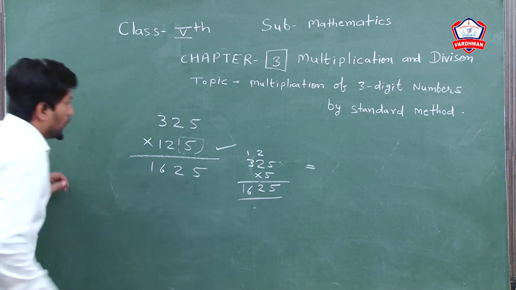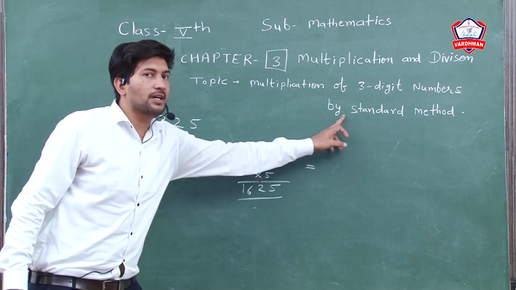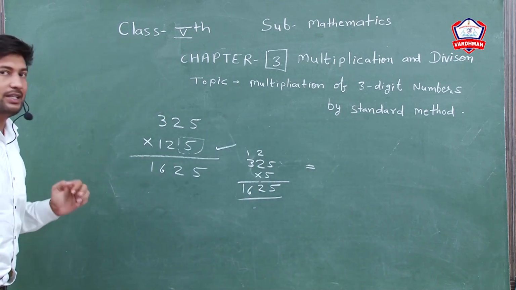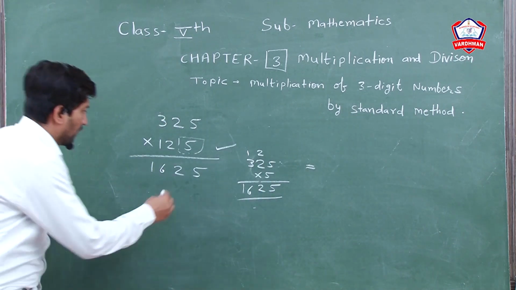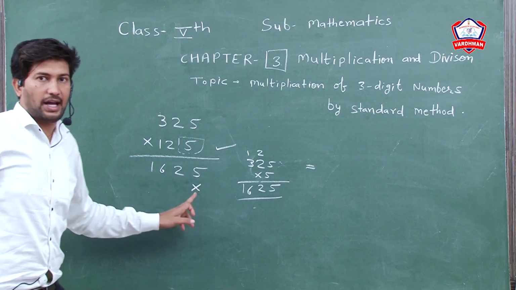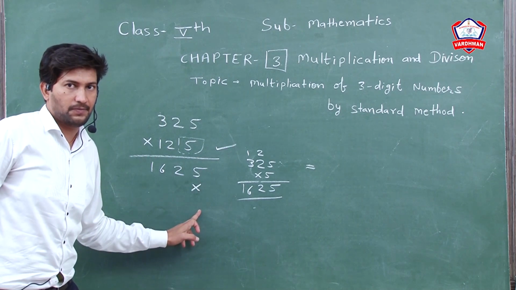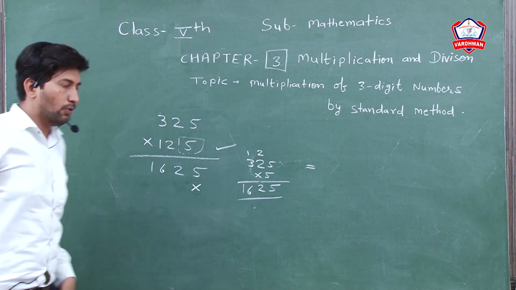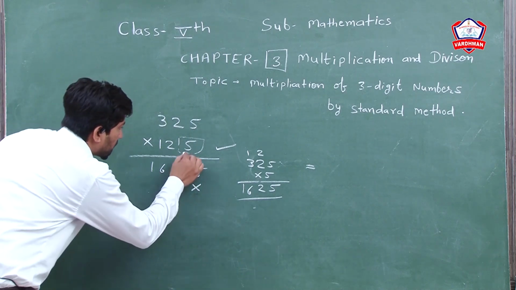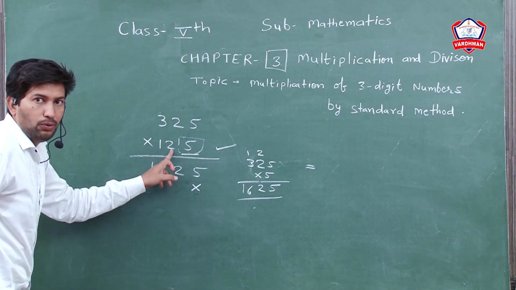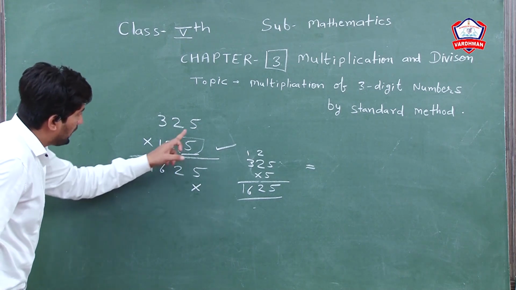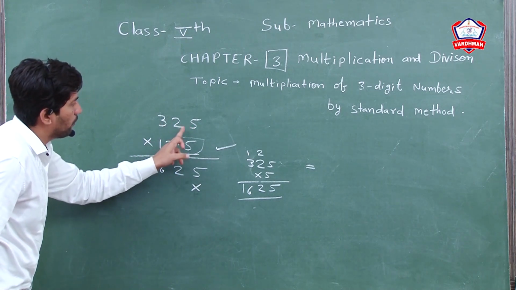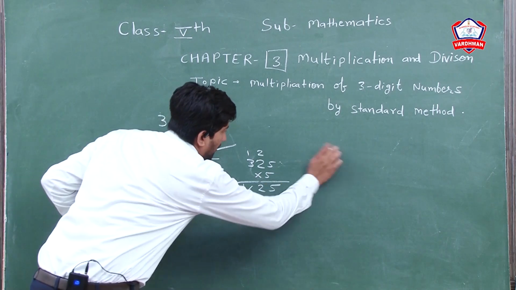1625. And you already know that in the standard method of 2-digit or 1-digit multiplication, we put a cross sign in the first place of the first multiplicand. Okay. Now the second digit, 2, is to be multiplied with 325.